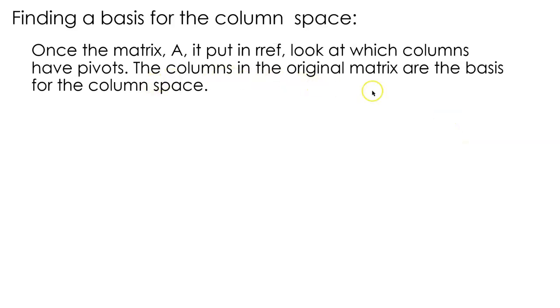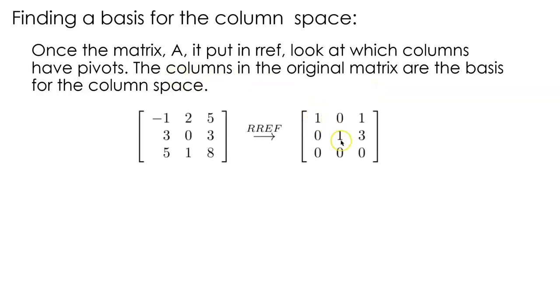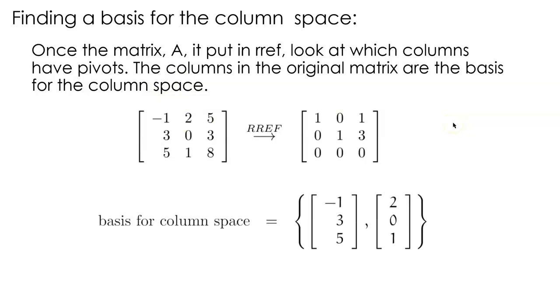The columns in the original matrix are the ones with the pivots. I'll just write it here. These 2 columns, column 1 and column 2, both have pivots. So I go back to the original one, and columns 1 and 2 are a basis for the column space.